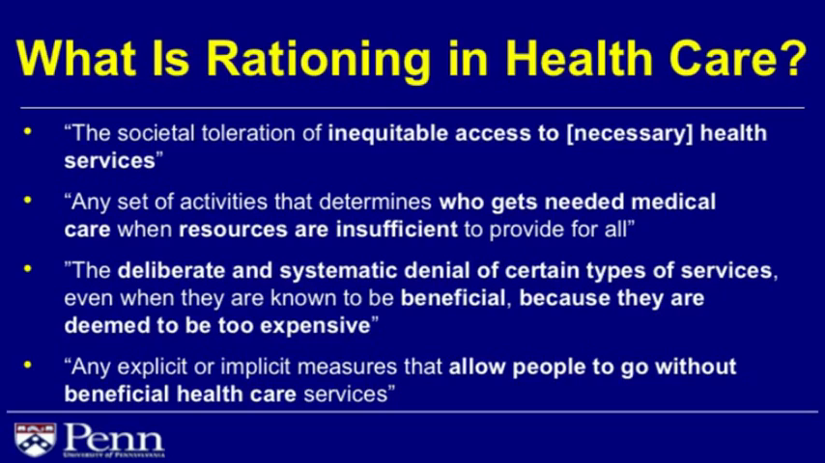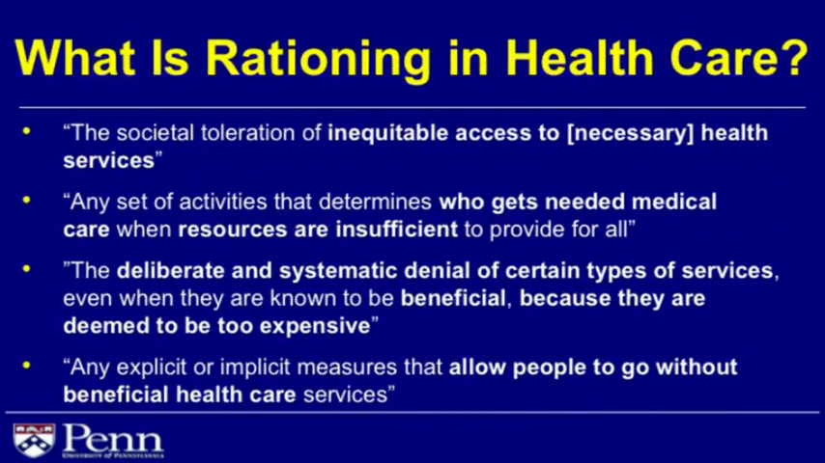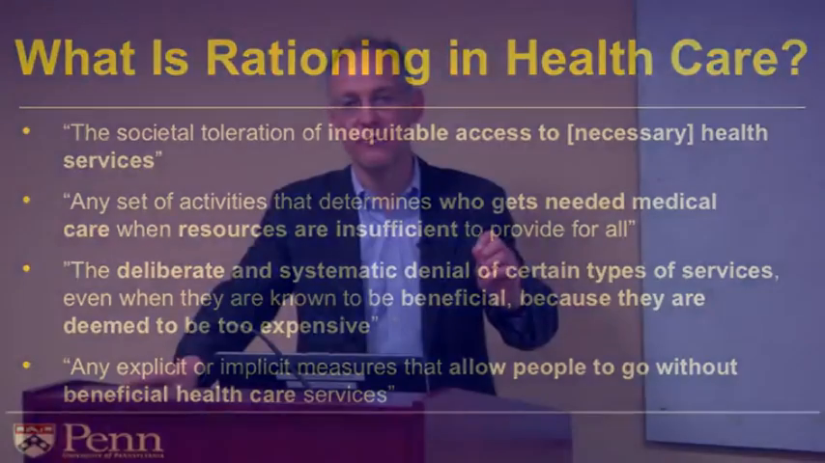A fourth definition is any explicit or implicit measures that allow people to go without beneficial health care services. Notice in the middle two definitions, the second definition, any set of activities that determines who gets needed medical care when resources are insufficient to provide for all, focuses on the limited resources. Whereas the third definition focuses on money. It says the deliberate and systematic denial of certain types of services, even when they are known to be beneficial, because they are deemed too expensive. That's an important distinction between these two definitions.